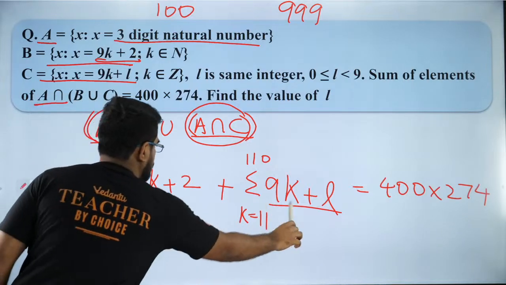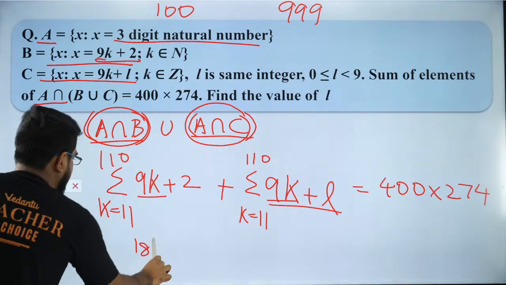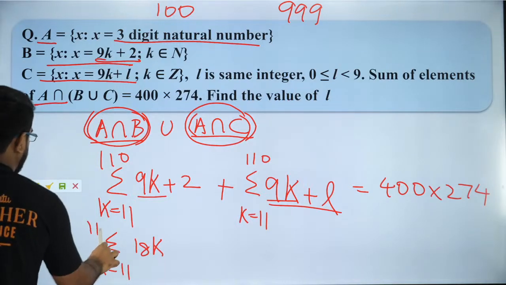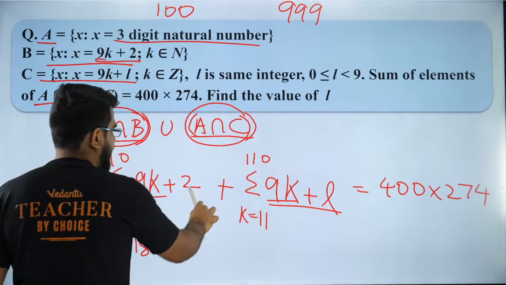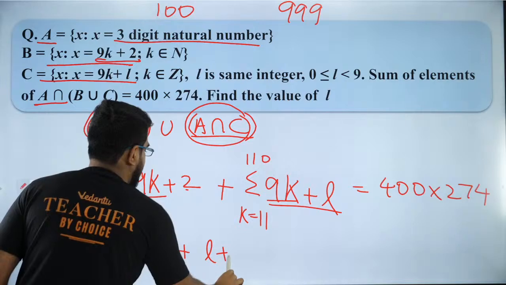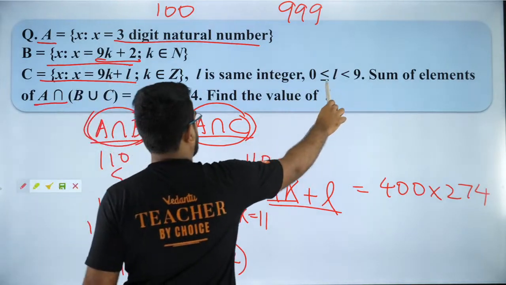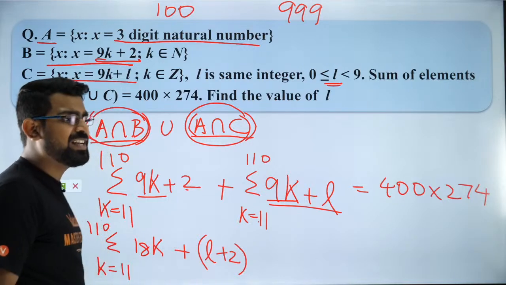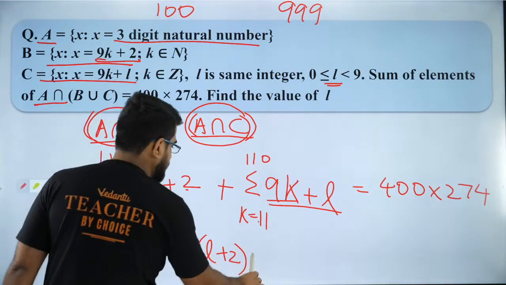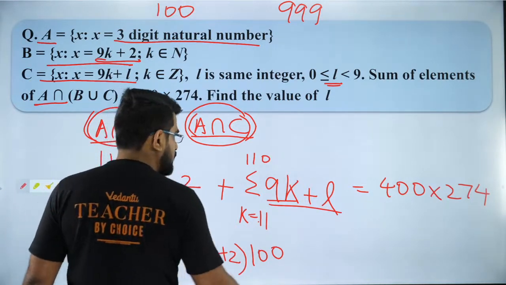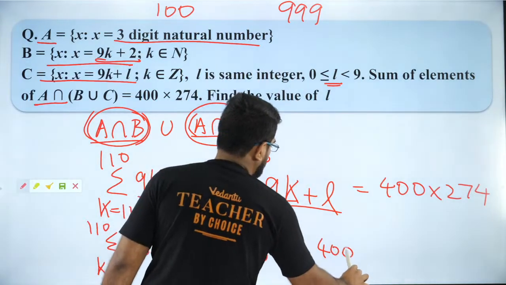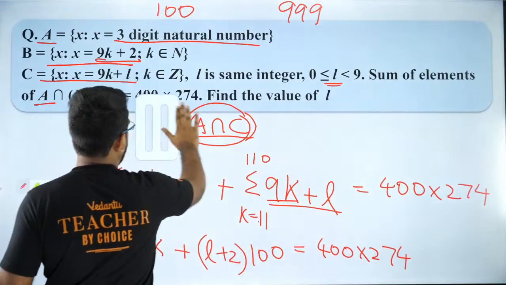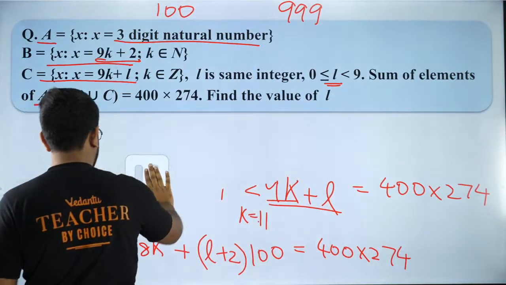So I can club these two. So it will be 18k summing up from k equal to 11 all the way up to 110 plus L plus 2. How many times am I adding? L plus 2 is a constant because L is a constant. I am adding it 11 to 110 times. 11 to 110 is how many numbers? 100 numbers. So that I am multiplying by 100. So that is equal to 400 into 274. Now you just have to simplify it and get the answer. That I hope you guys can do. If you want me to solve, let me know.